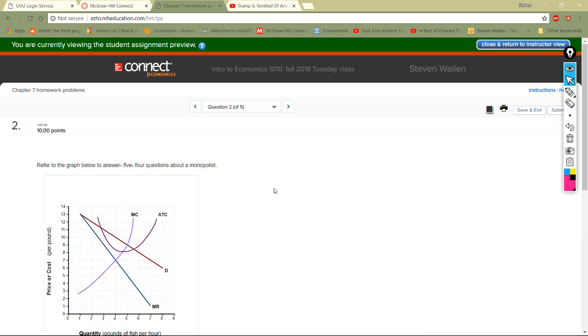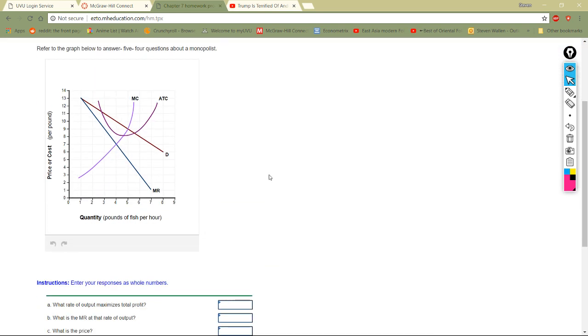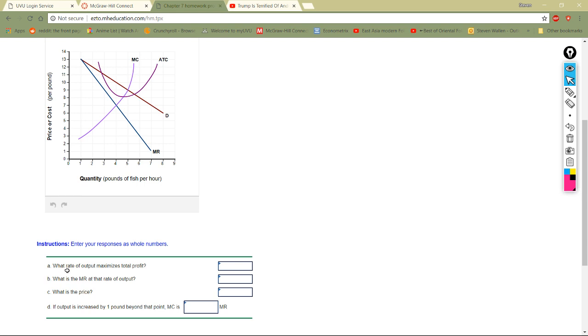The way you maximize money is you have to find the sweet spot. Okay, at what rate of output maximizes total profit? I'm just going to tell you straight up. As a monopoly, you're going to have it where MR, marginal revenue, equals what? Marginal cost. So let's take a look and say what this actually means.